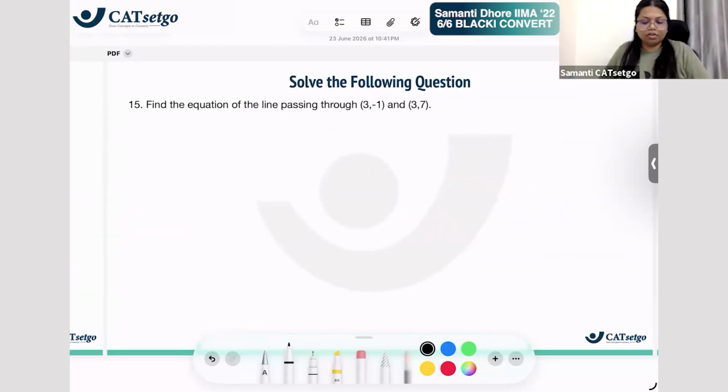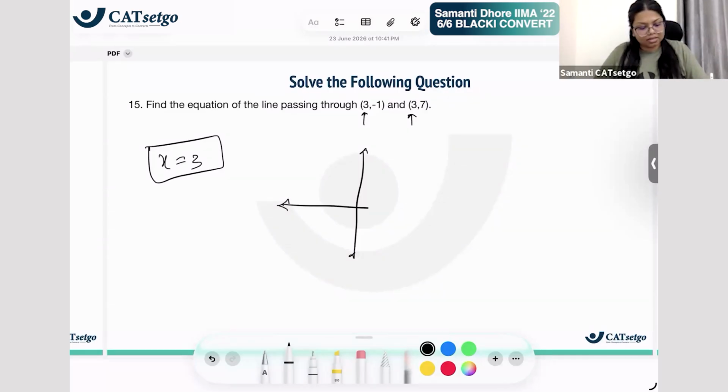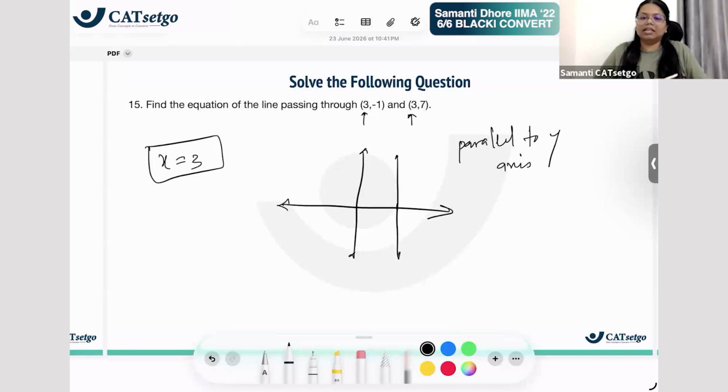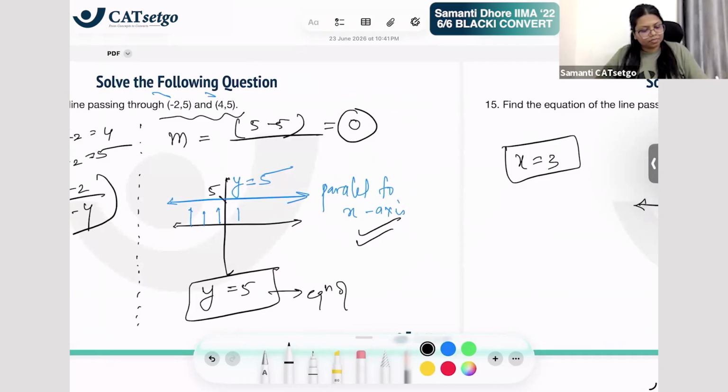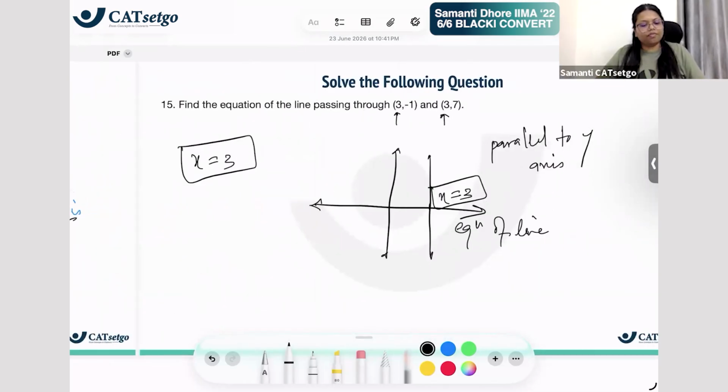Next, find it for this one also. What do you notice? X is equal to 3. X is always 3. So this line is parallel to the y-axis. We'll call it x equals 3. This is the equation of the line. This is also the equation of a line, y equals 5.